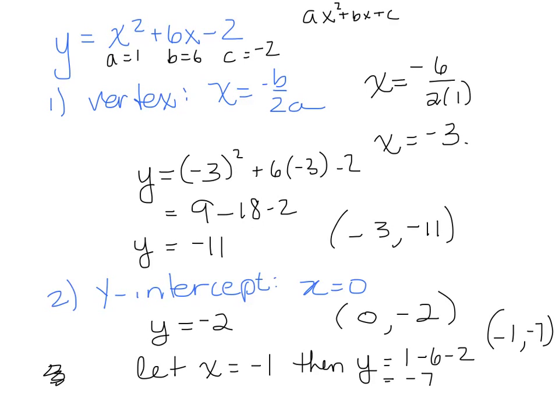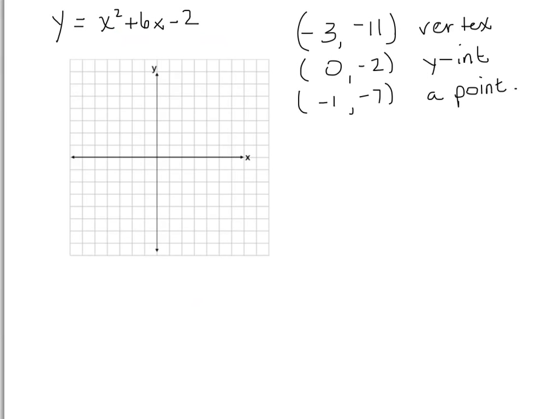Let's do that. Alright, so I'm going to put those on my graph. Negative 3, negative 11, down there somewhere. 0, negative 2. No, sorry, this was my vertex, my bad. And negative 1, negative 7, right down here. Okay. I also want to label now. We're going to start using symmetry now. Remember, x equals negative 3 is my axis of symmetry. So let's make sure I get that on this graph.